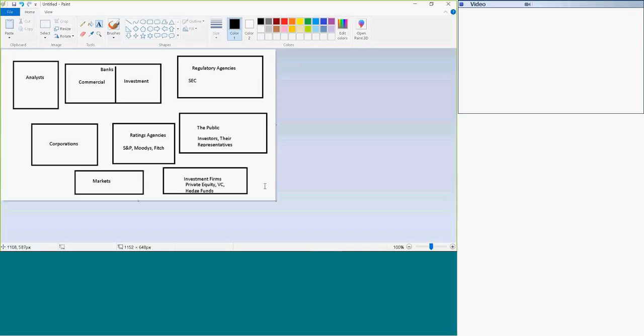Okay? Let's stop there for a second. We've gone through several boxes. Any questions? Buy-side. Very good question. So when we talk about financial institutions, we often break them down between whether they function on the buy side or the sell side.